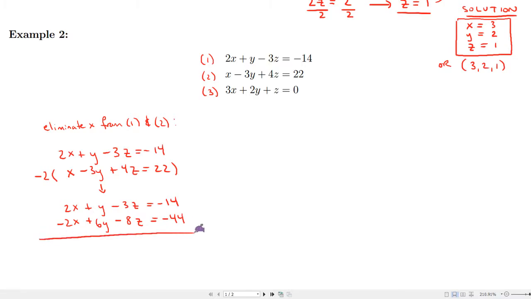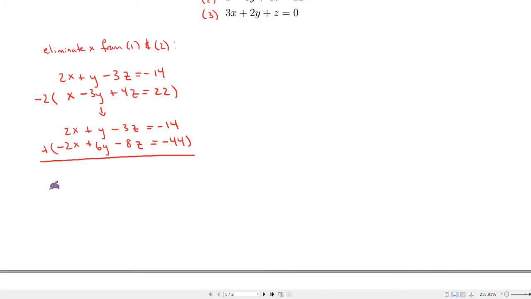Okay, and then now, if we add them, we're going to eliminate the x variable. So let's do that. So adding them together, we're just left with y's and z's, so we'll have 7y, and we'll have minus 11z, and this will be negative 58. Okay, so that's our first equation that we can work with.